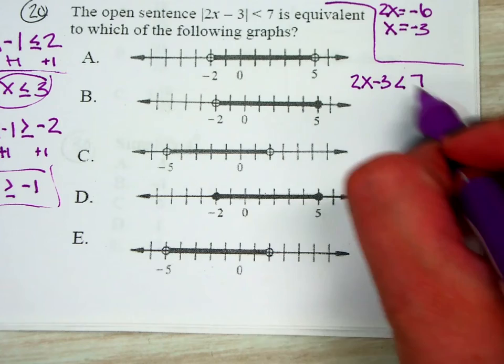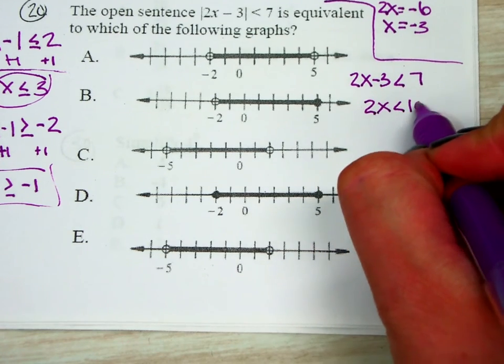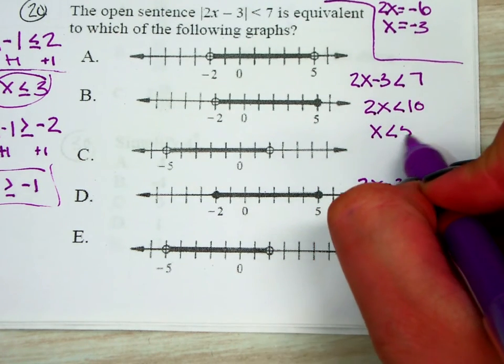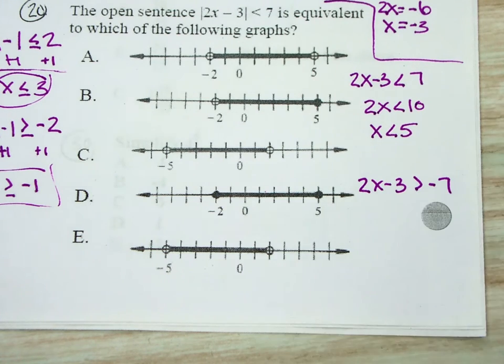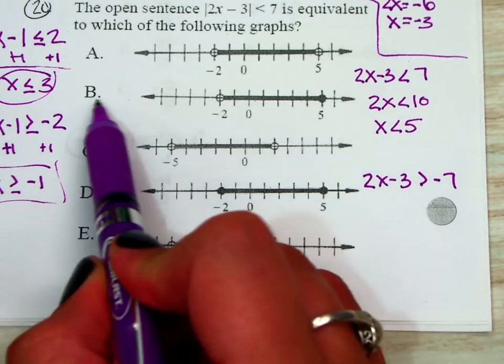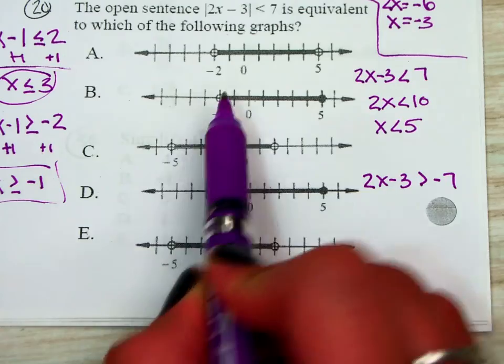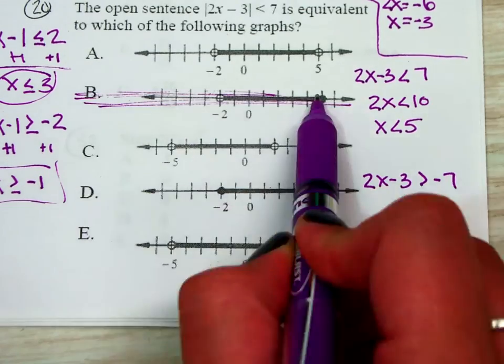So I'm going to add 3. I'll get 2x is less than 10. Divide by 2, x is less than positive 5. Notice how both of these are open. This is going to be just an inequality, not an inclusive inequality. It's just less than or greater than, not with equals. So I'm looking for open circles on everything. B is out because one is closed and one is open. They both have to be open.